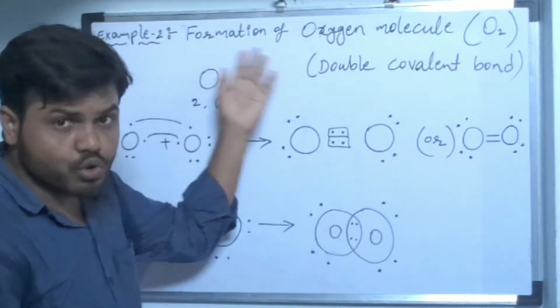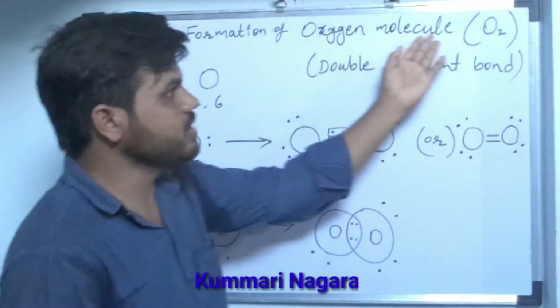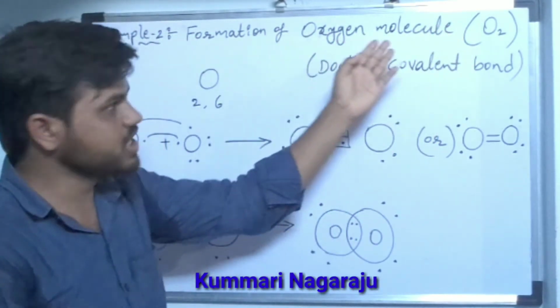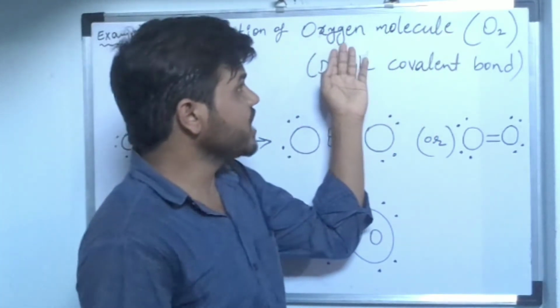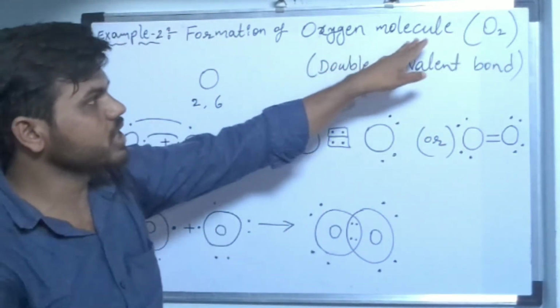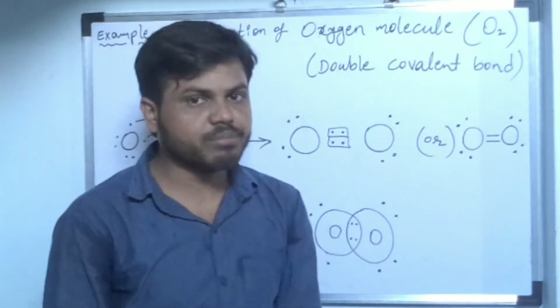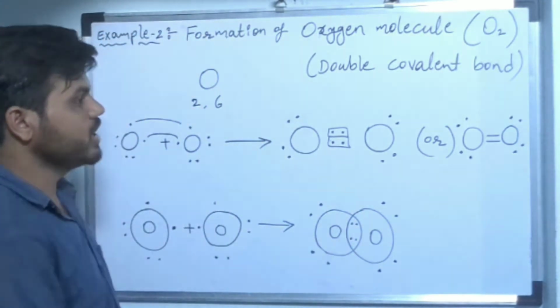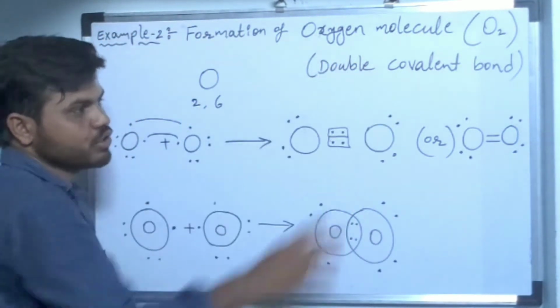Another example of covalent bond is oxygen molecule. The formation of oxygen molecule. The chemical formula of oxygen molecule is O2. This oxygen molecule is formed by two atoms of oxygen. Now let us discuss how the oxygen molecule forms.